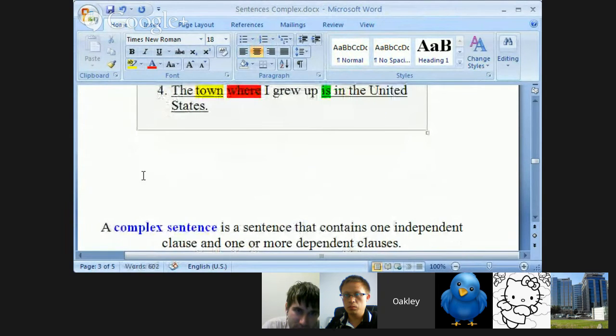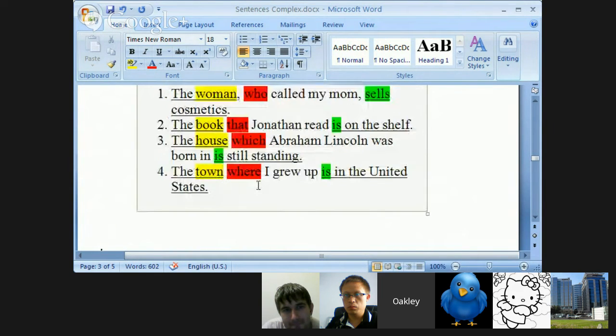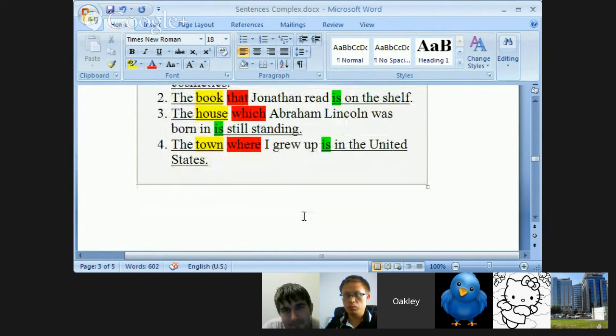Let's try this out. This may be a little more challenging. All right, sticking a dependent clause in the middle of an independent clause. Let's give this a try. Nader, want to give it a shot using these examples? Yes. Okay. The last book that I have read was very interesting.